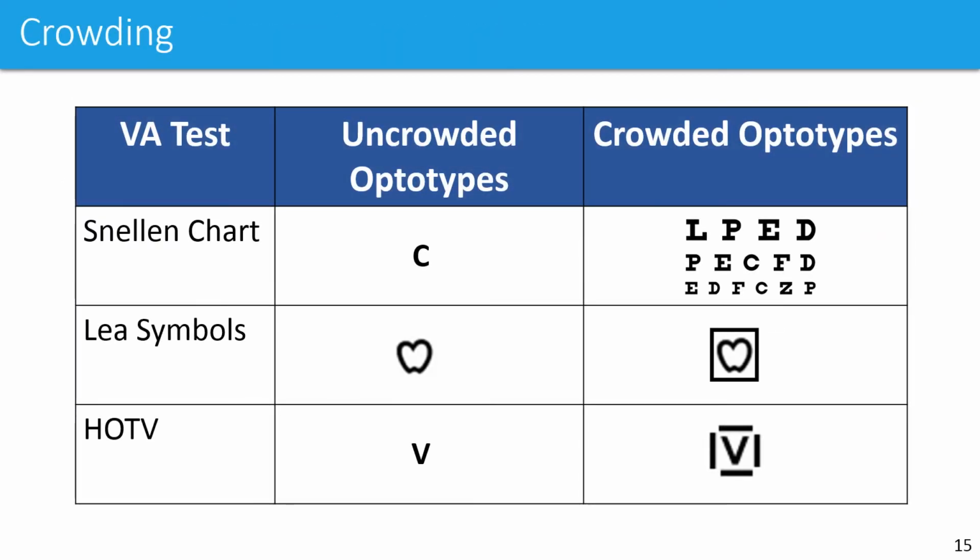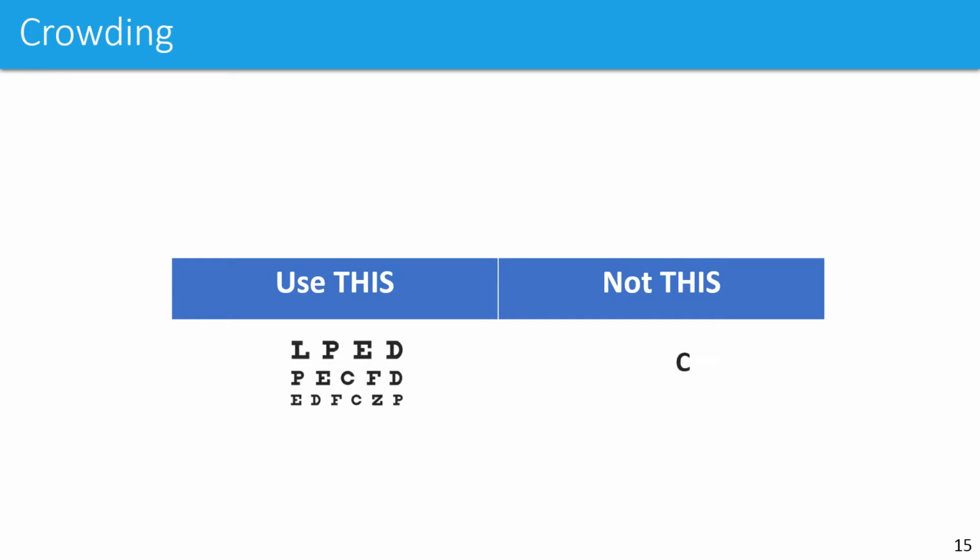It is important to include crowding when testing visual acuity, which is why all visual acuity tests that we are discussing will use lines of letters, symbols, or contour bars. Certain visual disorders can be missed, such as amblyopia, if single optotypes are used, because visual acuity can be overestimated without contour interaction. This is why a standard Snellen chart should be used rather than a single-letter Snellen chart.